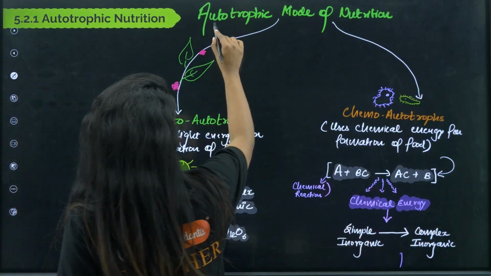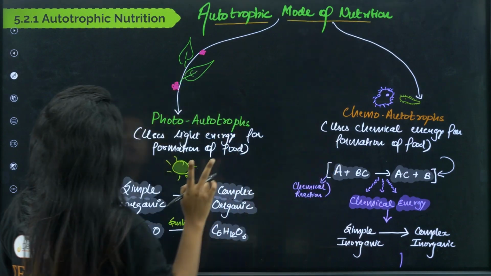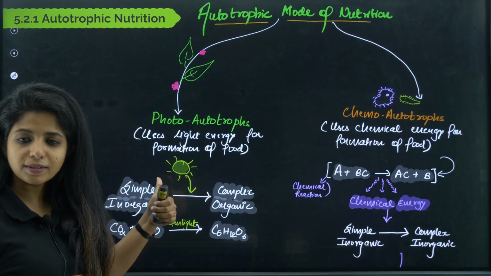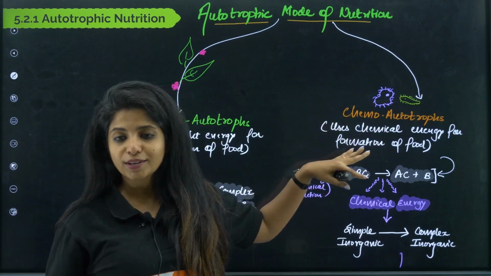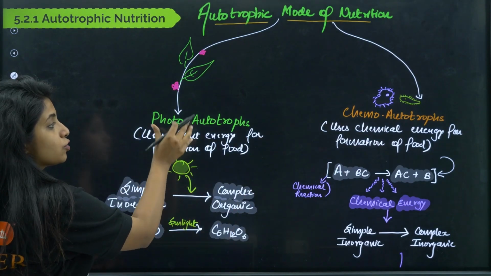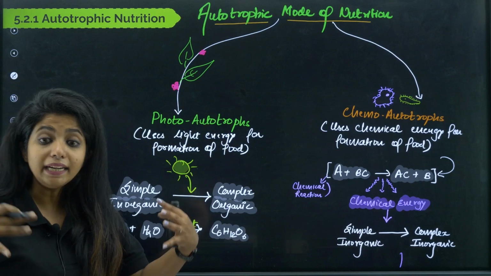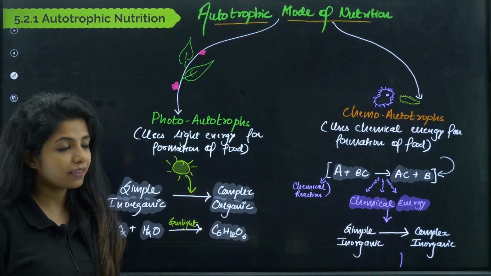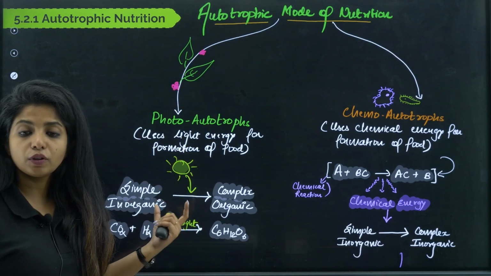Now, in autotrophs, as I said, you have two different types. One is photoautotrophs and the other one is chemoautotrophs. Photoautotrophs, as you know, photo means light. So basically they are the ones that use light energy for the formation of food.